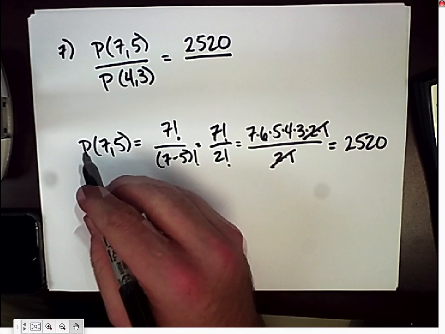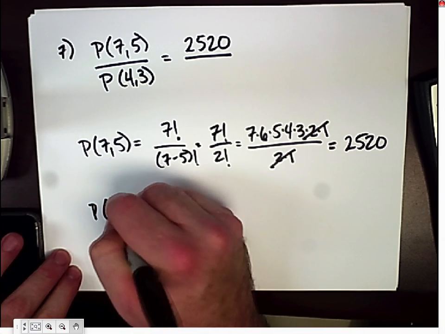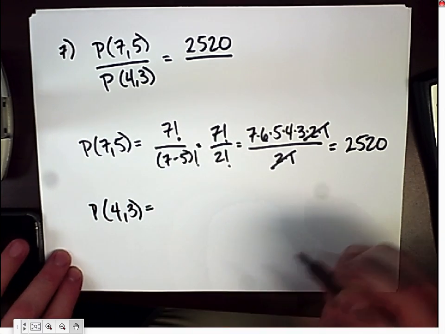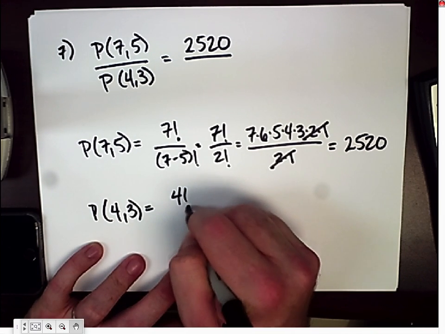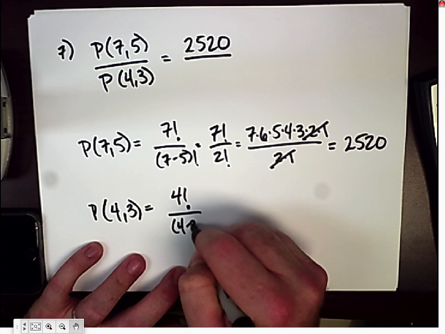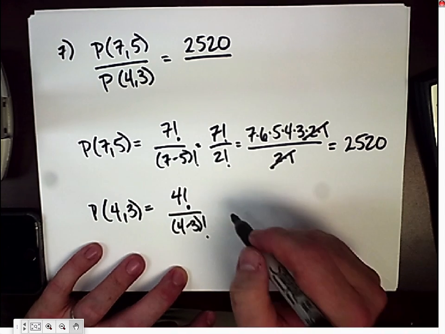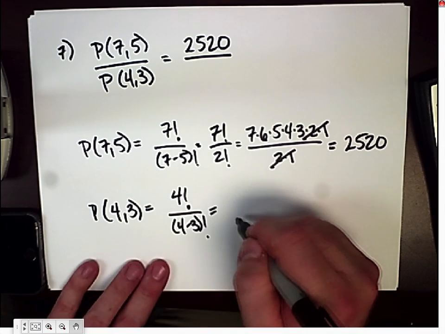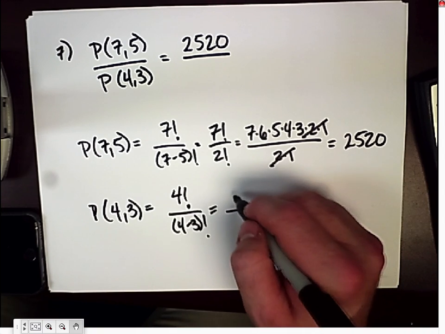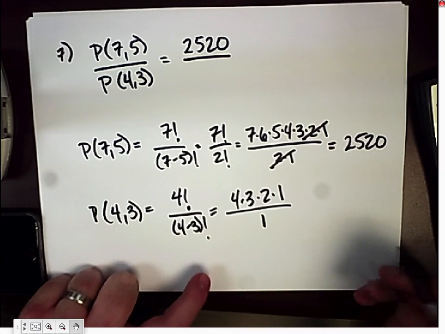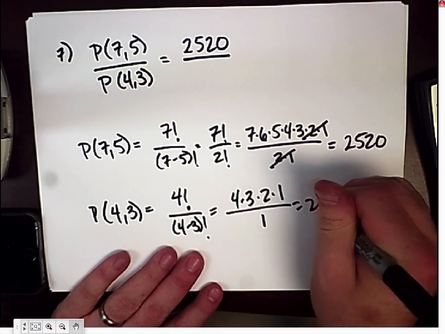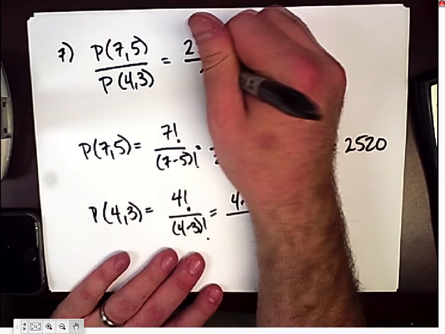Over permutation of 4 choose 3. Okay, so that is 4 factorial over 4 minus 3 factorial, which is 1 factorial, which is 1. So that is 4 times 3 times 2 times 1 over 1, which is 24. So this is 24.